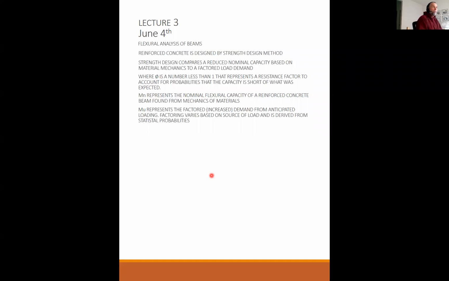Okay, so the next point, Mu represents the factored or increased demand from anticipated loading. Factoring varies based on the source of load and is derived from statistical probabilities. Next lecture, lecture 4, is going to dive into that a lot deeper and talk about exactly what the factors are, how you get the factors, how you combine them, how you look at them. That's all the next lecture.